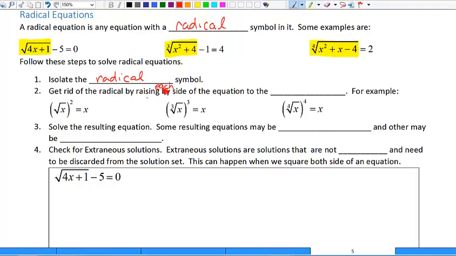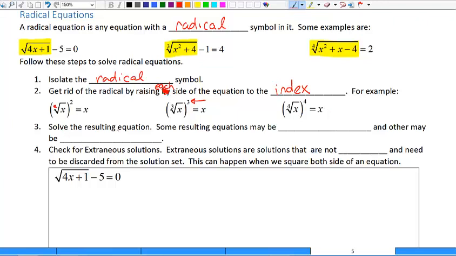Step 2, get rid of the radical by raising each side of the equation to the index. Okay, for example, notice this one is a square root. So because we are trying to get rid of the square root, we square both sides so that it comes out of the radical sign. If it's a cube root, then you would cube both sides so that it comes out to be just the index. If it's a fourth root, you're going to raise both sides to the fourth power so that it comes out and just is the radicand.